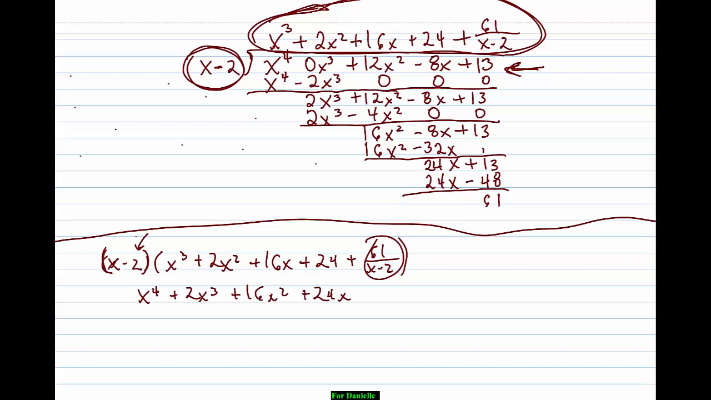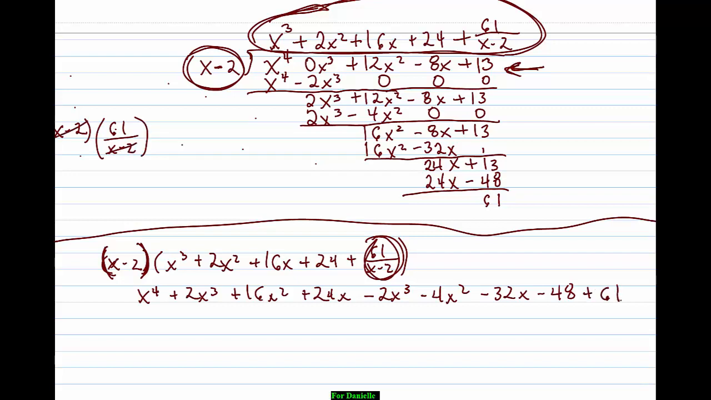I'm going to take that times everybody in the second set of parentheses, and I get negative 2x cubed, minus 2 times 2x squared is minus 4x squared. Minus 2 times 16x is minus 32x. And minus 2 times 24 is minus 48. And now I can't forget about this one. I didn't do the x times that or the minus 2 times that because I was saving it. Notice that if I take the whole thing in this parentheses, x minus 2, times 61 over x minus 2, the x minus 2's cancel and you're just left with 61.